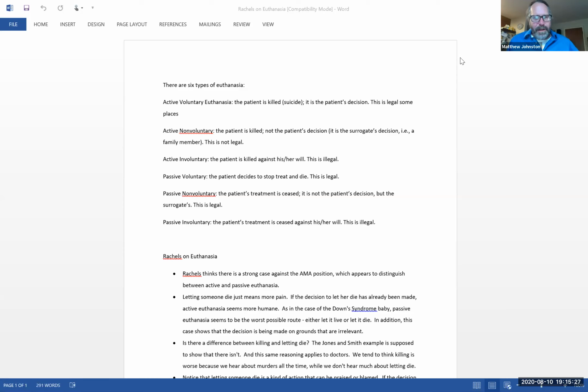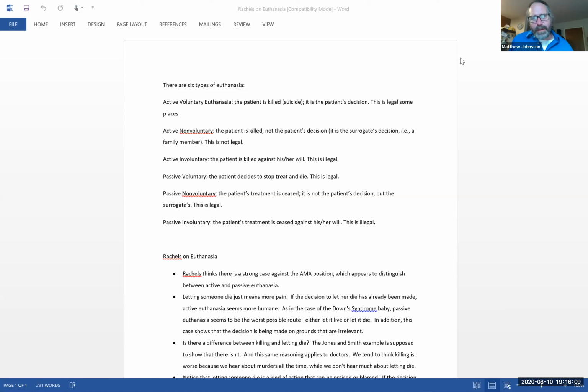All right, active involuntary euthanasia is when the patient is killed and doesn't want to be killed. Now, this is flat out murder. No one condones this except for the Nazis in World War II, okay? This doesn't happen. If it ever does happen, someone's going to prison, all right? So don't even think about that one, because no one is for active involuntary euthanasia. Kill someone against their will when they want to live? No. That doesn't happen ever.